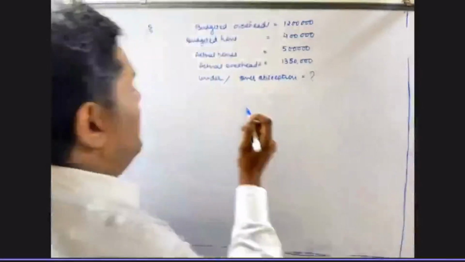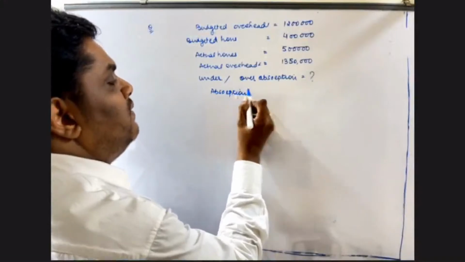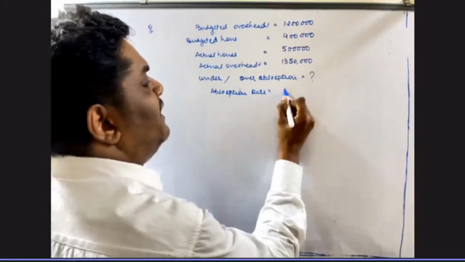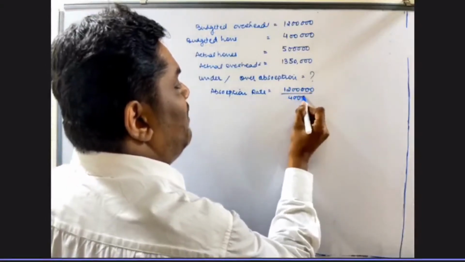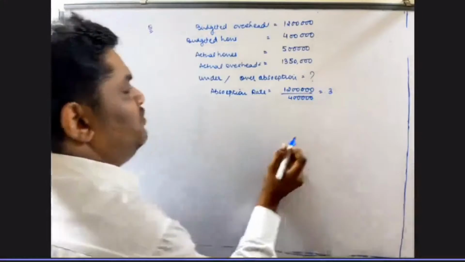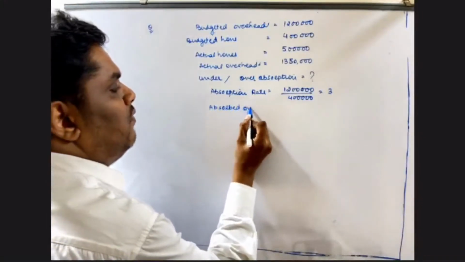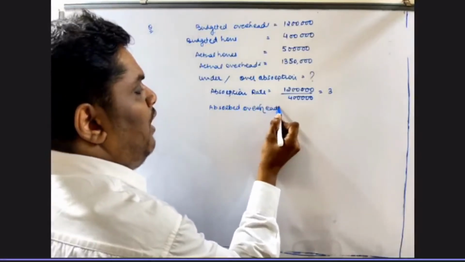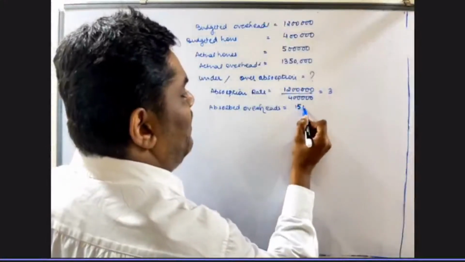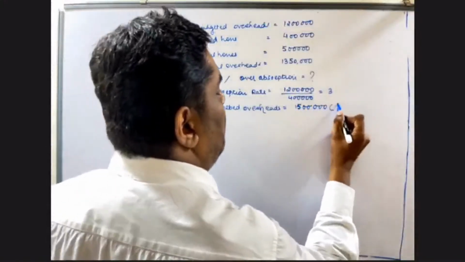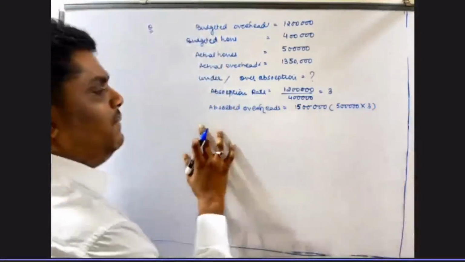So again, we will first calculate the absorption rate. The first step, absorption rate, that is 12 lakh divided by 4 lakh, which is 3 rupees. Then absorbed overheads. How much are my absorbed overheads? 5 lakh into 3, that is 15 lakh. 15 lakh are my absorbed overheads.